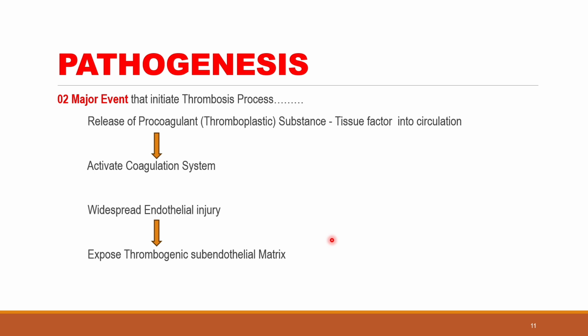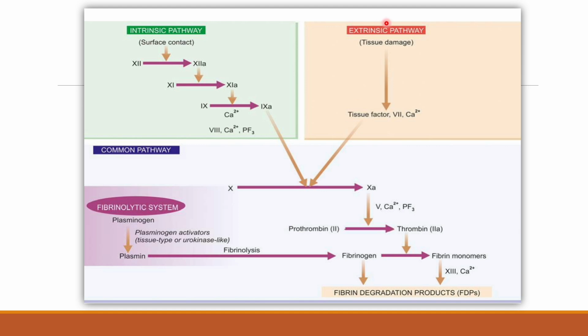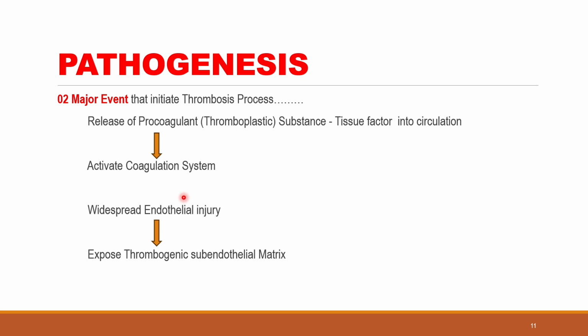Now you can easily understand what will happen in disseminated intravascular coagulation. So basically there are two major events that initiate a thrombosis process in this particular condition. Because of tissue injury and infection, there will be release of procoagulant substance, particularly tissue factor, into the circulation. That is factor number 3. And we all know what factor number 3 will do. It will activate the extrinsic pathway, so ultimately fibrin will form. So in this way, the coagulation system is activated and clot can form.